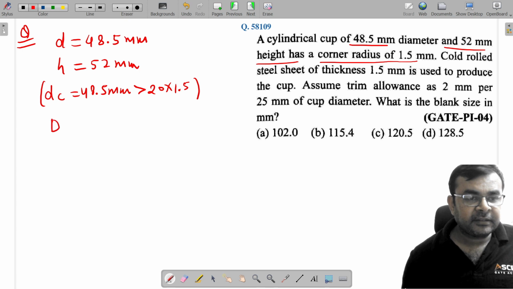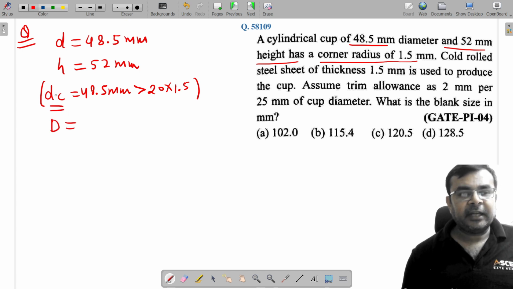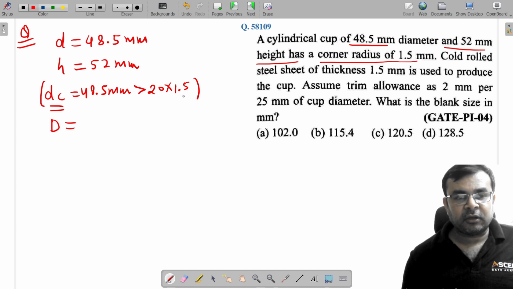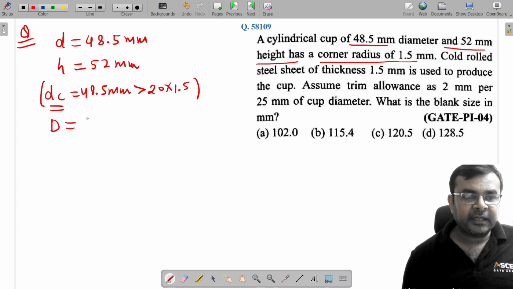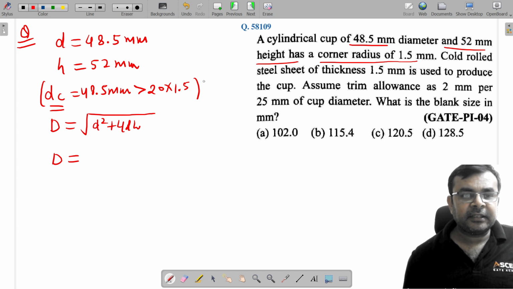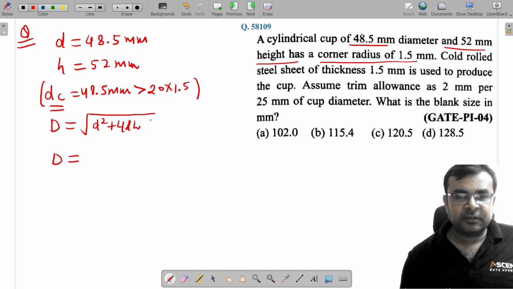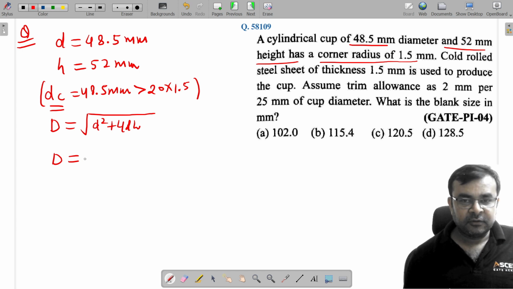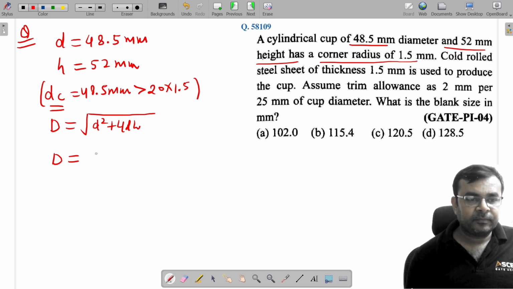Therefore, for the blank size, since the diameter of the cup is greater than 20 times the corner radius, for determination of blank diameter, we simply use this relation only. That is the square root of d square plus 4dh. Is that right? And if it is less than, then we also include minus 2 times the corner radius. Yes or no? So this is a different thing.